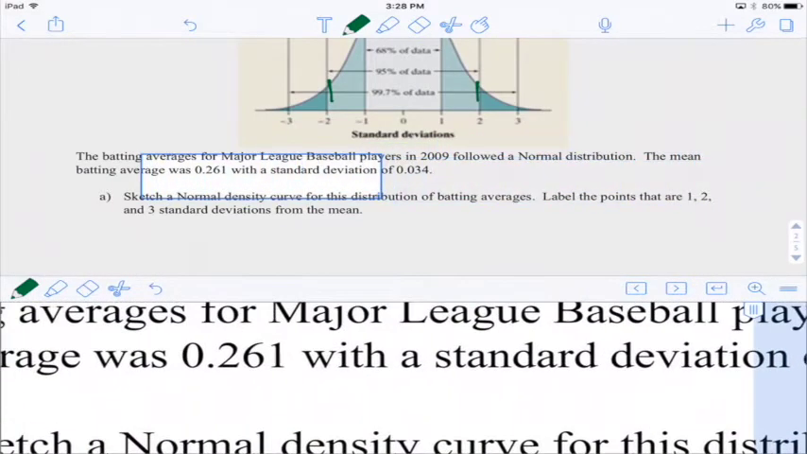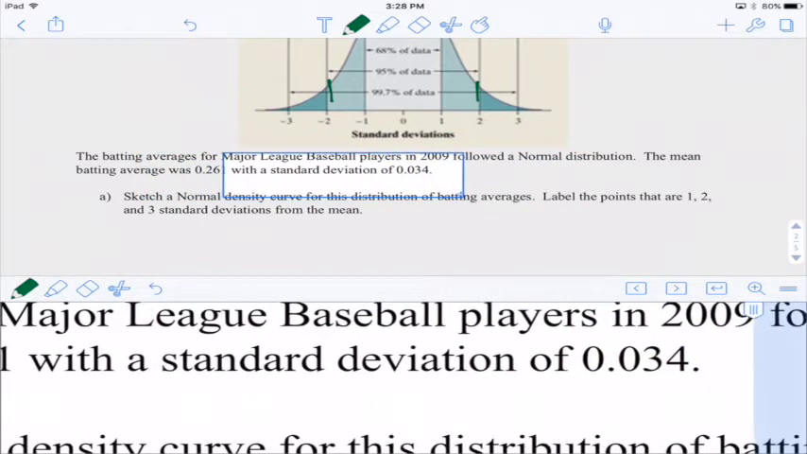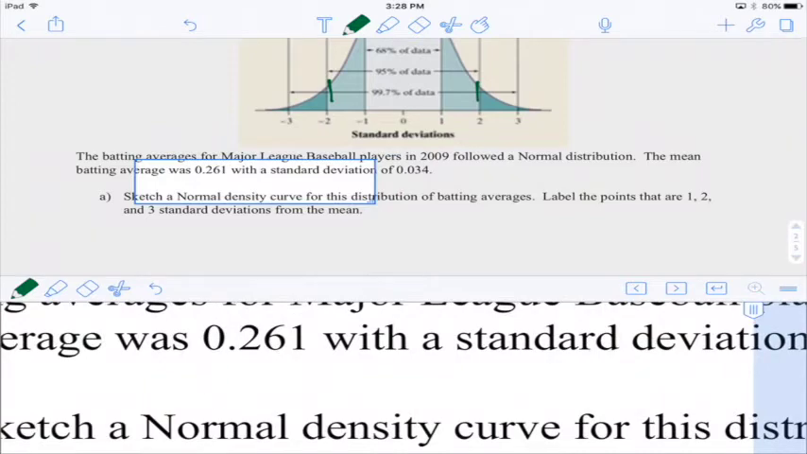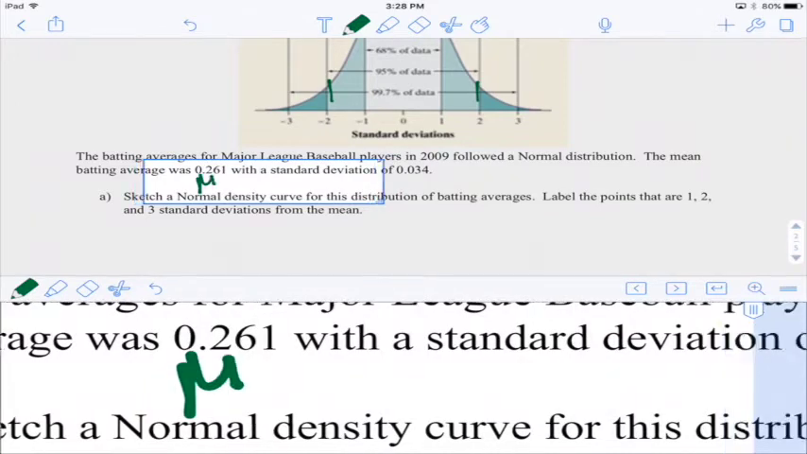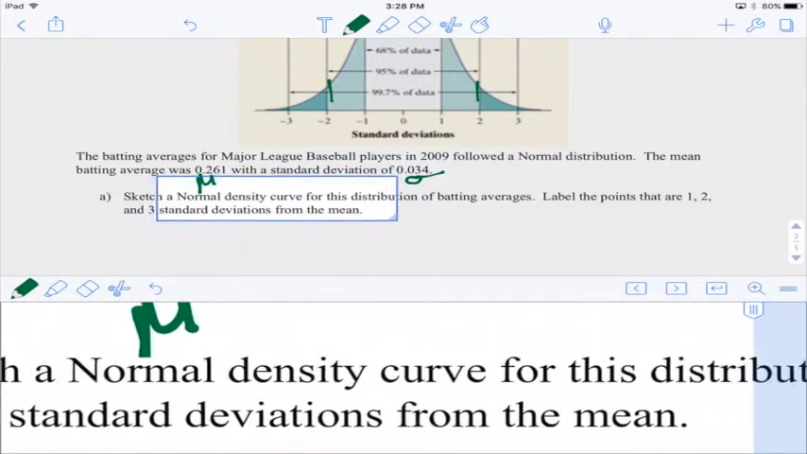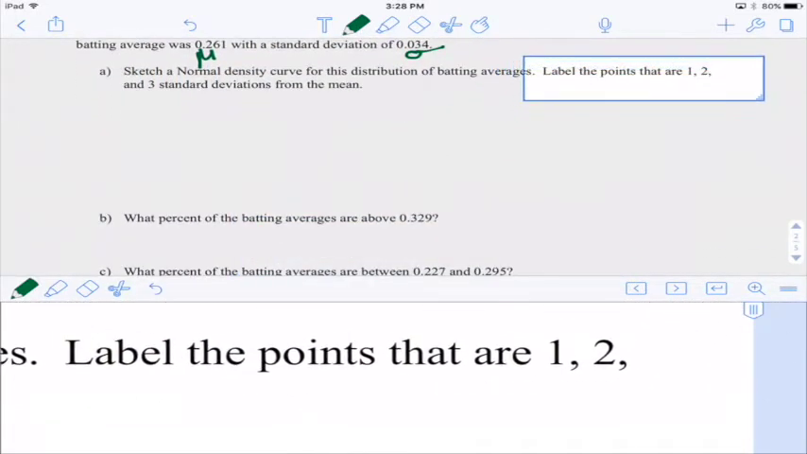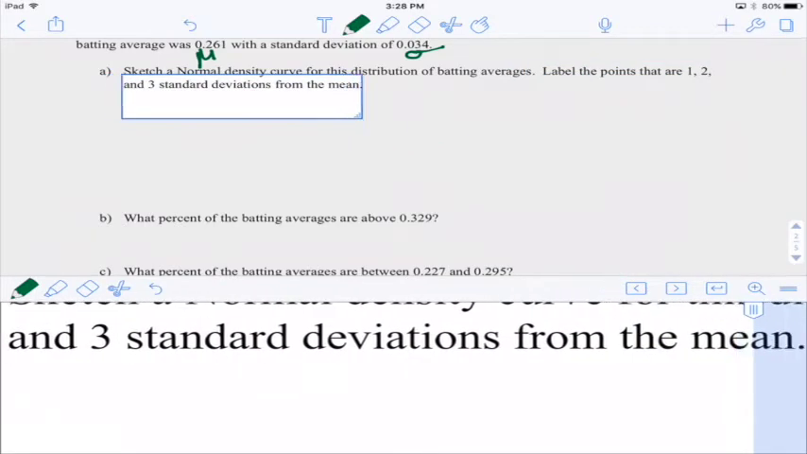So, the batting averages for Major League Baseball players in 2009 followed a normal distribution. The mean batting average was 0.261 with a standard deviation of 0.034. I'm going to label those with the symbols. This is mu, and this is sigma. Sketch a normal density curve for this distribution of batting averages. Label the points that are 1, 2, and 3 standard deviations from the mean.